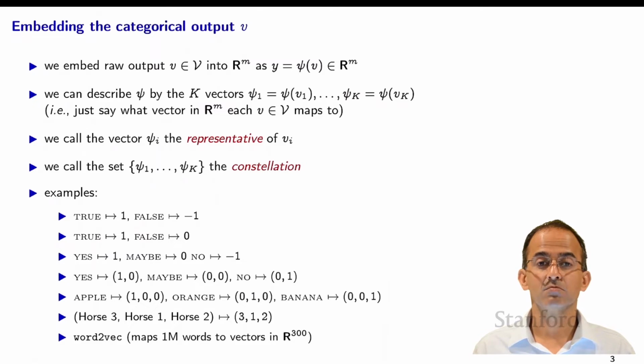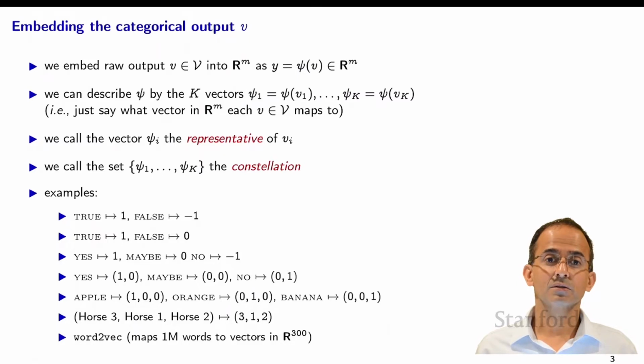And so we have capital K vectors, psi1 through psi capital K. Each of those are the images under the map psi of the classes V1 through Vk. And we call these vectors psi I the representative of Vi. And the set of all representatives, psi1 through psi k, is called the constellation of representatives.